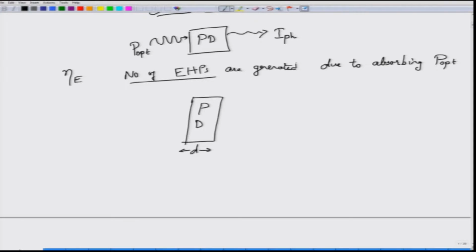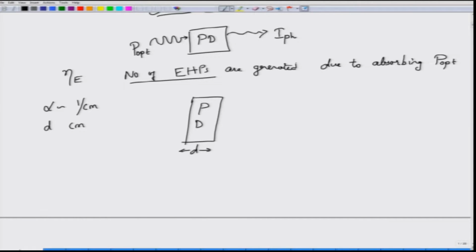It turns out that at the simple level, absorption is dependent on two quantities. One is called the absorption coefficient of the material. This absorption coefficient is typically a quantity that is measured as 1 over centimeter. So, if I take a thickness of certain centimeter d, then I know that the power absorbed will be dependent on alpha and d.